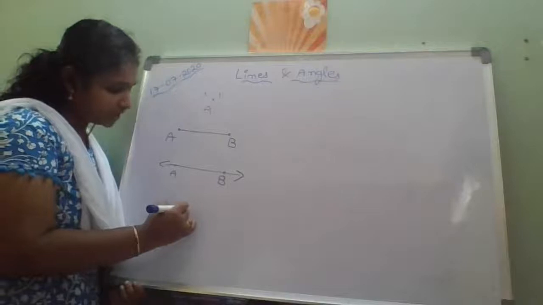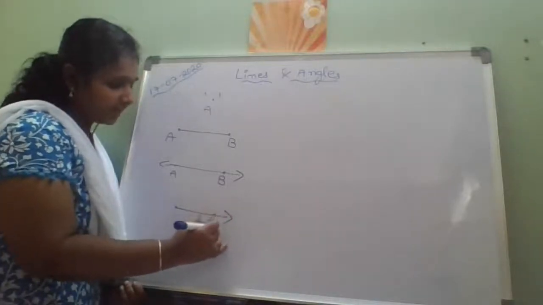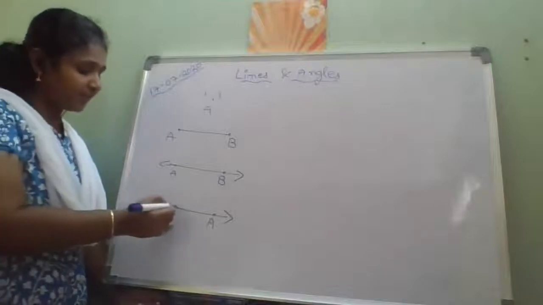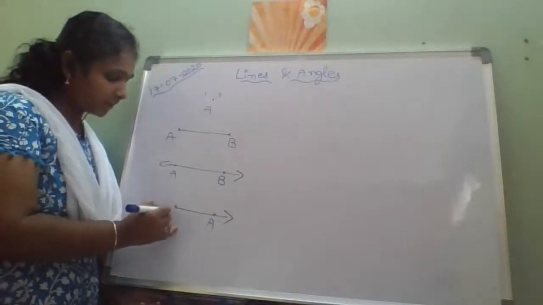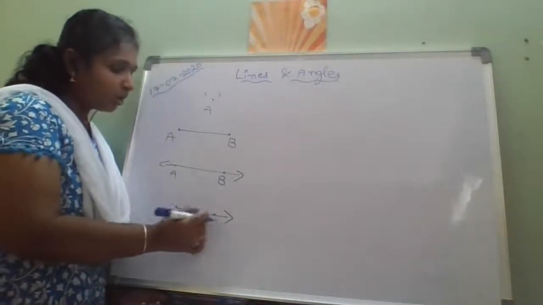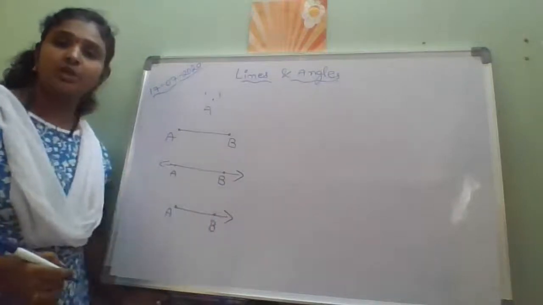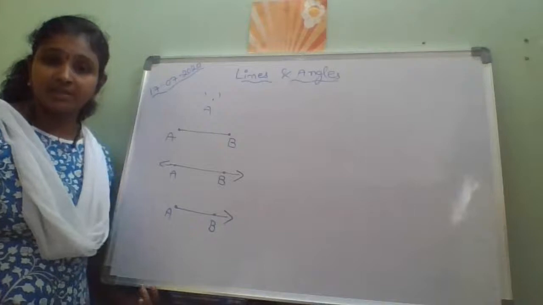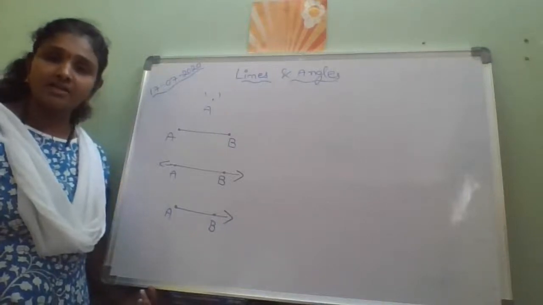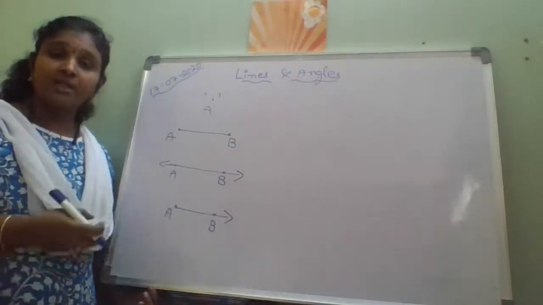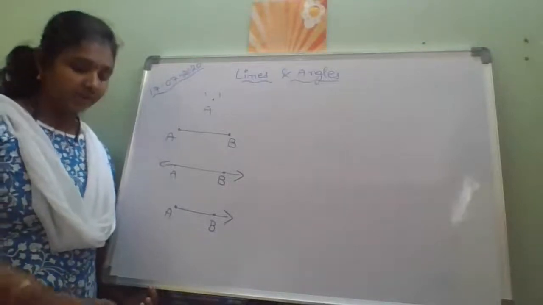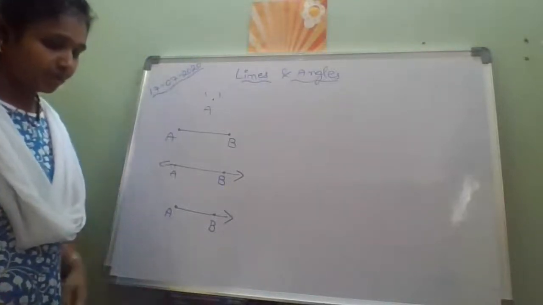Next, what is a ray? A ray is a part of a line, and for a ray, a starting point is there, but no end point. For example, sun rays. For sun rays, the starting point is the sun, and there is no end point. Rays go on infinitely.